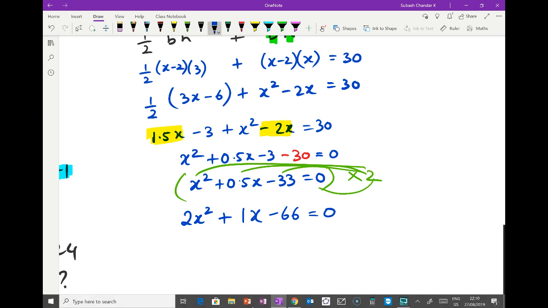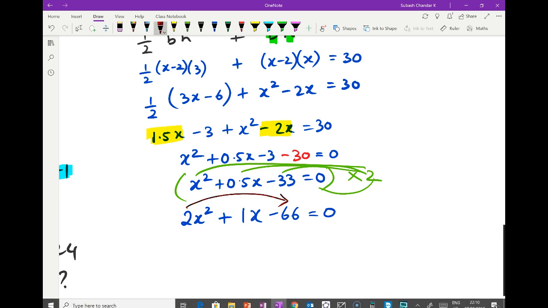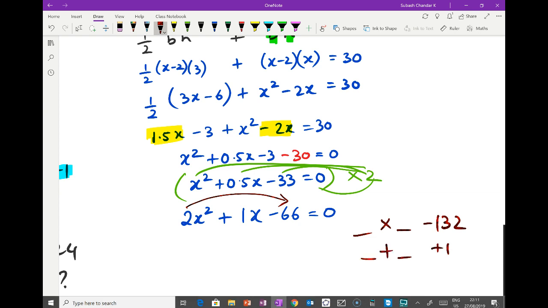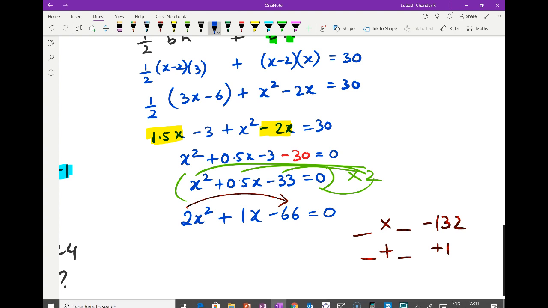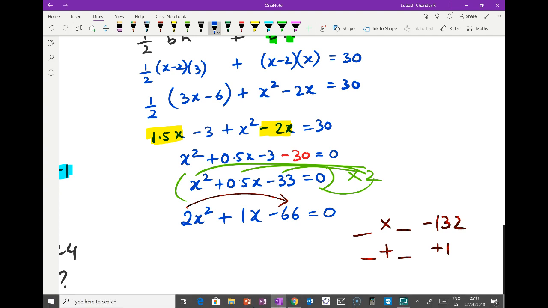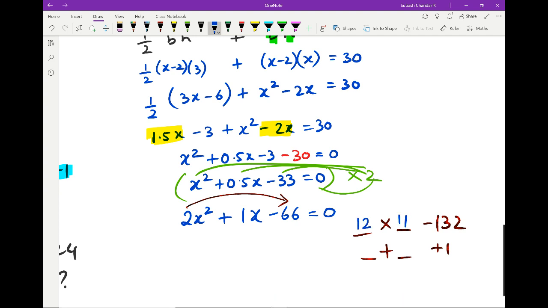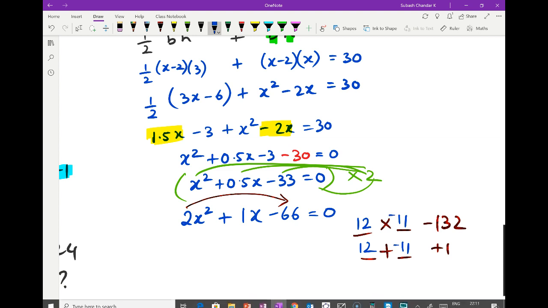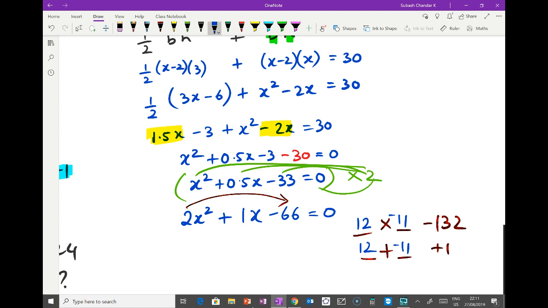So once I get this, then I can do that quadratic manipulation again. So I've got 2 times negative 66, which is negative 132. I'm looking for two numbers that multiply to negative 132 and add up to plus 1. This is where being good with your times table helps, because 12 and 11 kind of works out, but it's going to be minus. So 12 times negative 11 is negative 132, and 12 plus negative 11 is 1.